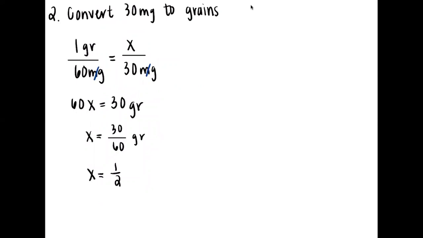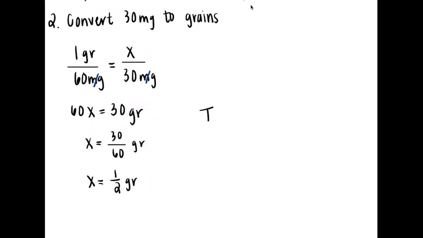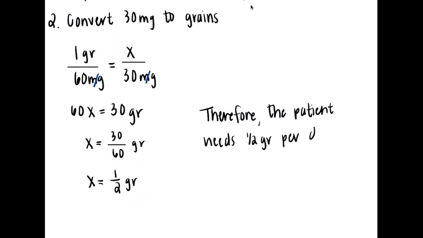So remember, this is a story problem, so you need to make sure to write your answer in word format. So therefore, the patient needs 1/2 a grain per day. And that is our final answer.